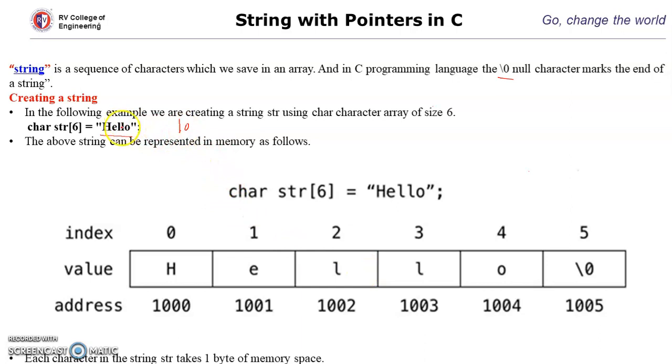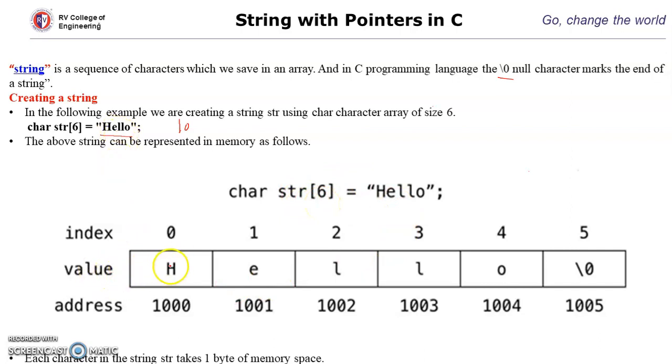So I have already discussed how to declare the string. The string should be a character array, so the data type is char and it's an array, and here the size is 6. Whenever we initialize the string, we have to enclose it in double quotes. So this is how we declare a string: a character array, with the string enclosed in double quotes. Okay, so here we'll discuss the memory diagram.